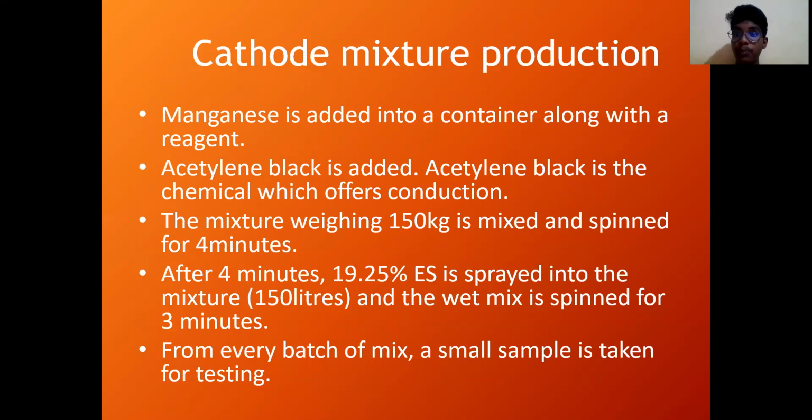The cathodic mixture production. As you can see, this is an important step in making a dry cell. Manganese is added in a container along with a reagent. Acetylene black is added. Acetylene black is the chemical which offers conduction. The mixture weighing 150 kg is mixed and spun for 4 minutes. After 4 minutes, 19.2% ES, 150 liters, is sprayed into the mixture, and the wet mixture is spun for 3 minutes. From every batch of mix, a small sample is taken for testing.